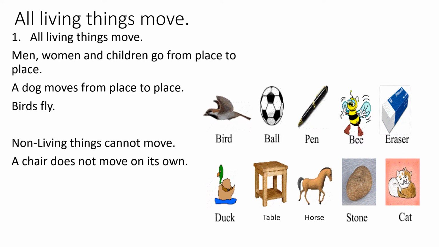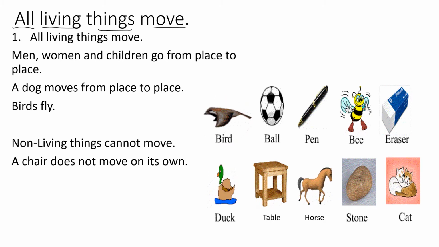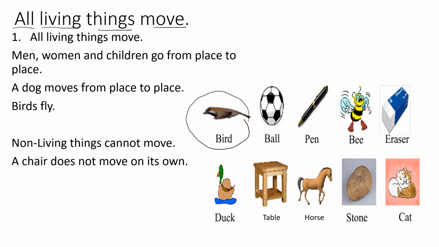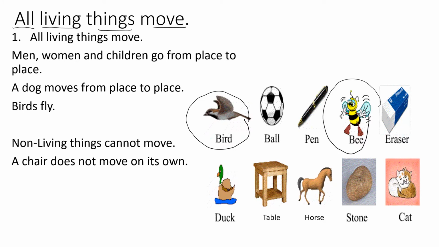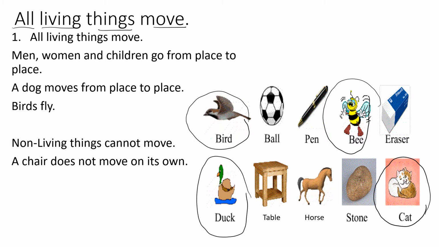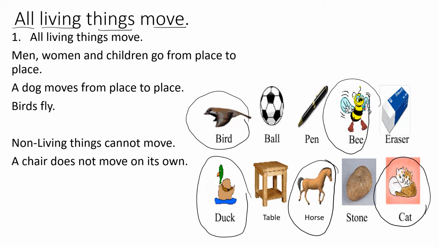Now here we have the first feature. All living things move. Yes, children. You can see very clearly in the picture. The bird flies. The bee is moving. The cat. The duck. The horse here. Can you see them? They're moving, right? Yes. So all living things move.